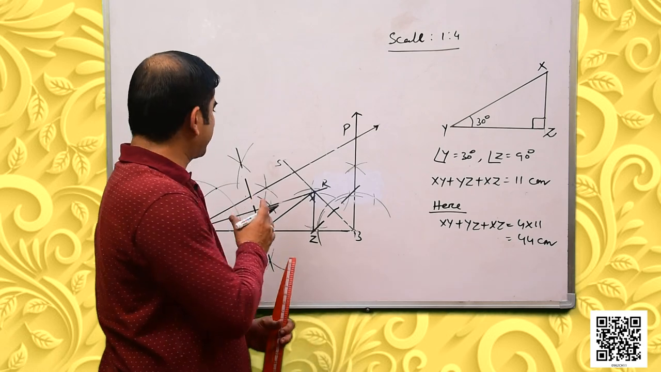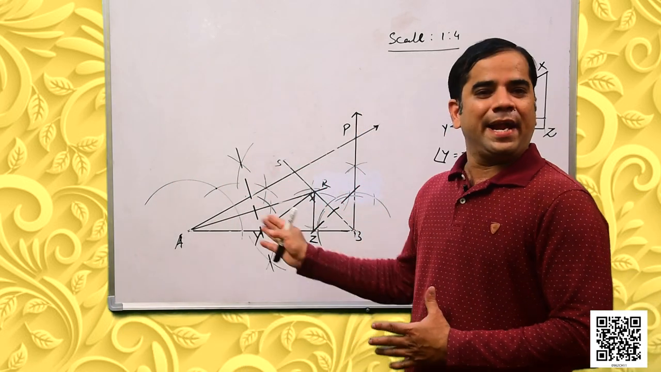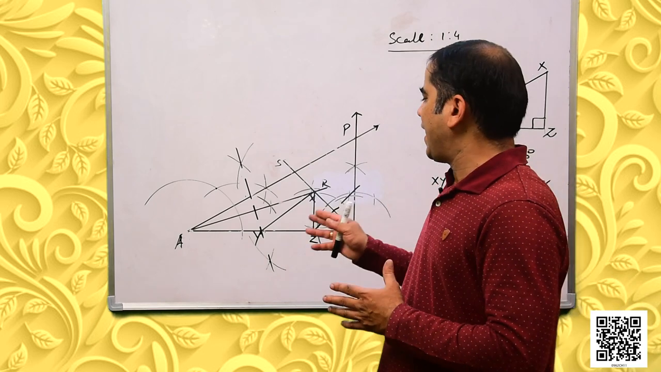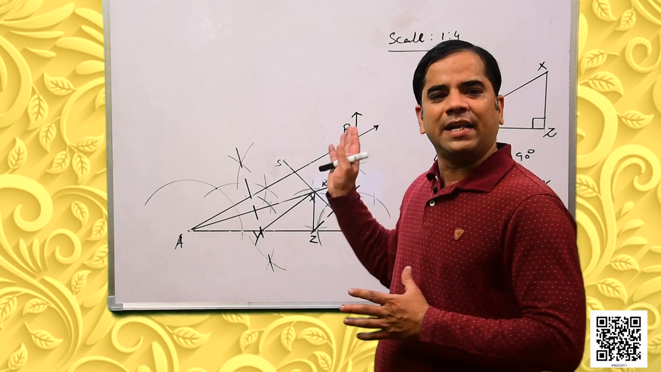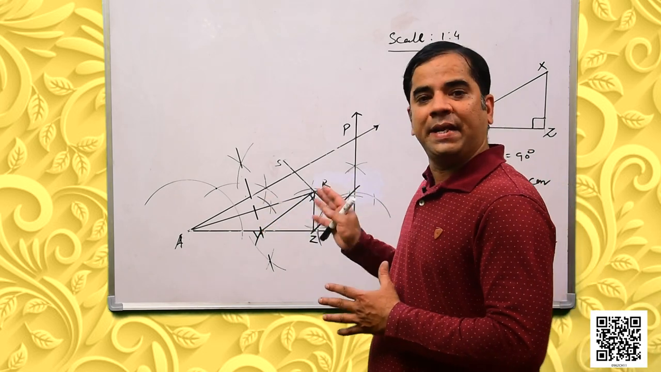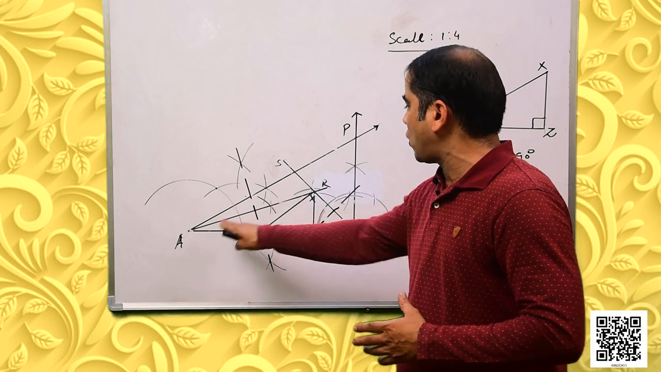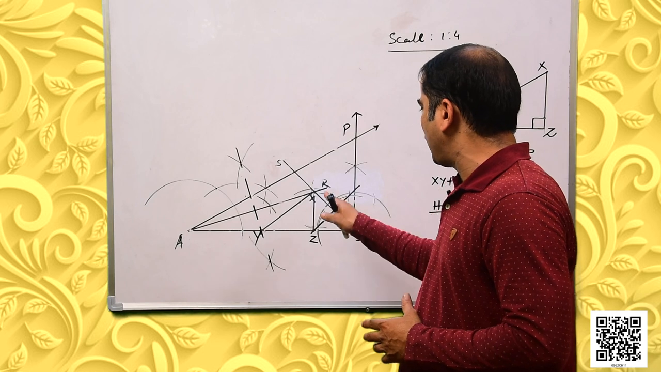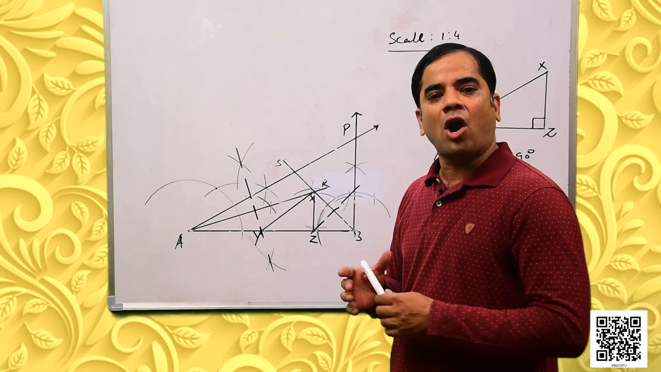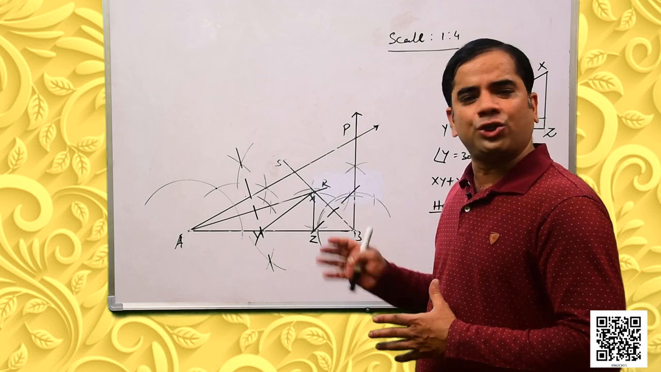Hope you understand the steps of construction. Let me revise it again. What we have done? We have drawn a line AB which is equal to the perimeter of the triangle. Then we have constructed angle BAP as 30 degree and angle ABQ as 90 degree. Then we have drawn AR, the bisector of angle BAP, and BS, the bisector of angle ABQ, and they meet at point X. In the next step, we have constructed the perpendicular bisector of AX that intersects AB at Y and the perpendicular bisector of BX that intersects AB at Z. Then after joining the three points, we have got the triangle XYZ as per the given data. Hope you have now understood clearly the procedure of construction.